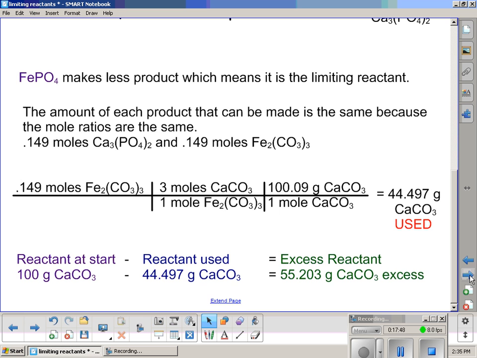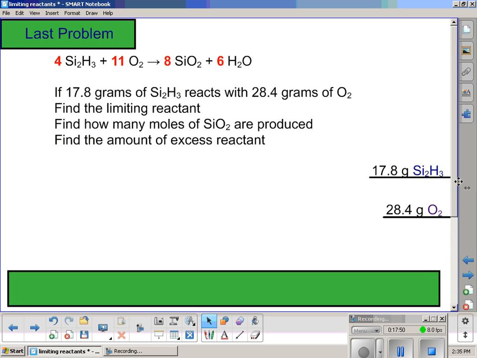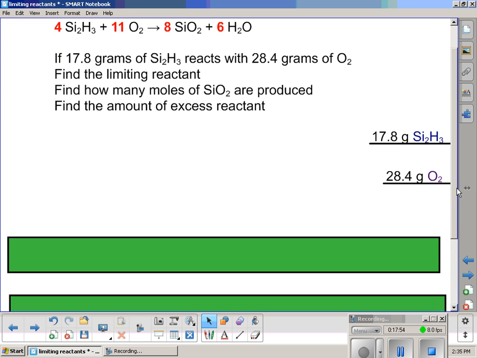All right, I think we have time for one last problem, and then we're going to call it quits. So we have our balanced equation. We have how much of each reactant we put in, of silicon, hydrogen, and some oxygen, and we're going to find out what the limiting reactant is, how many moles of silicon oxide. So again, here's a tip-off on which one you'd probably want to go to, since you have to find it anyway. And then we'll find our excess reactant.